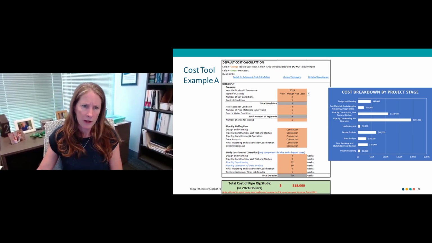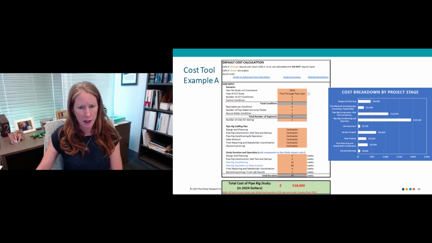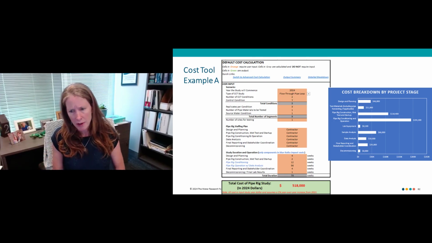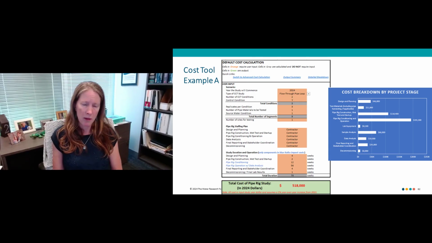What I'm showing here is the screenshot of the default cost calculation. I want to point out a couple of things. If you look at the very top orange cell, you can see the year the study will commence. And so what we've done is the costs that were built into the model are based on 2022 costs. And we've added an escalation factor to be able to adjust to current dollar values based on an interest rate so that this model stays current. And you can actually go in and change those escalation rates if you needed to.